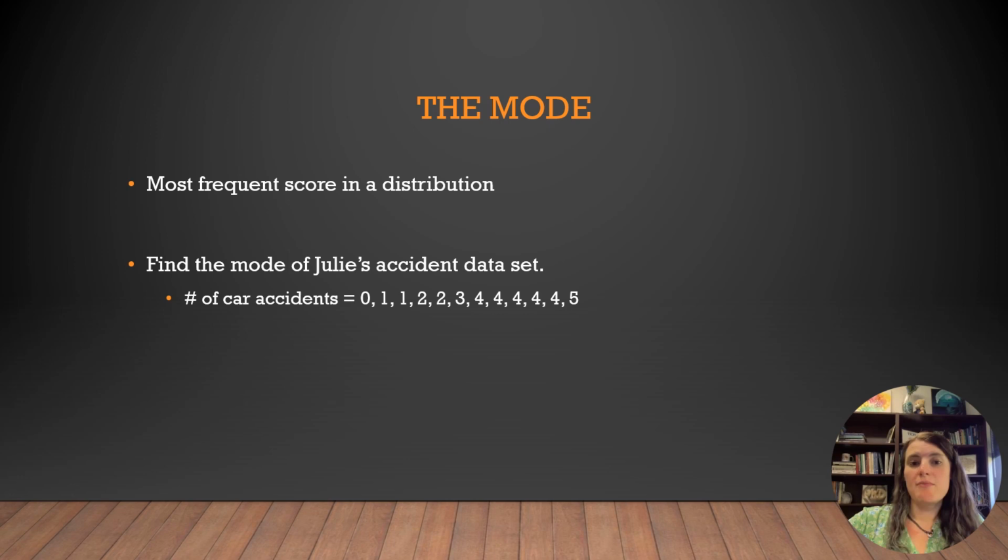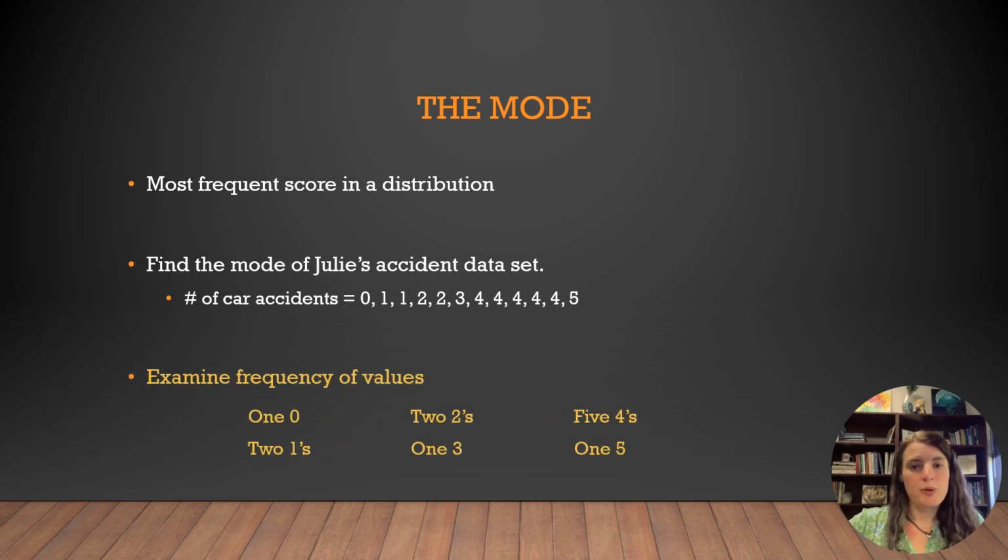If we want to identify the mode in this data set, all we need to do is to count up how many times each value is present and determine which one is present most often. Looking at the data, we see that one friend reported no car accidents, one friend reported 3, and one friend reported 5. 2 friends reported 1 car accident and 2 car accidents, and 5 friends reported having 4 car accidents. By the way, we don't want to be Julie's friends because evidently they are not very good drivers. So what's the most common value, right? 4 car accidents. So our mode is 4.